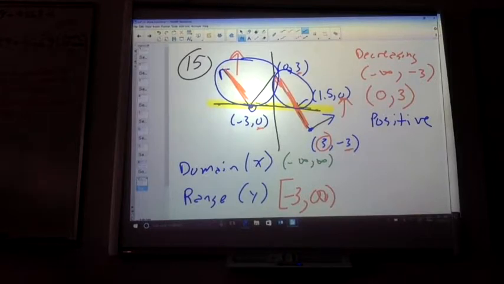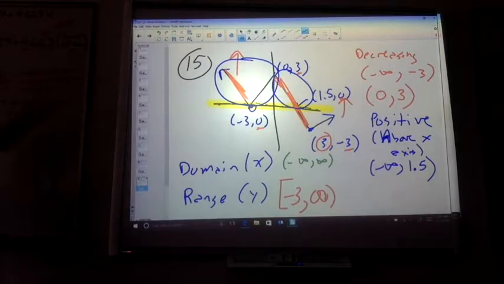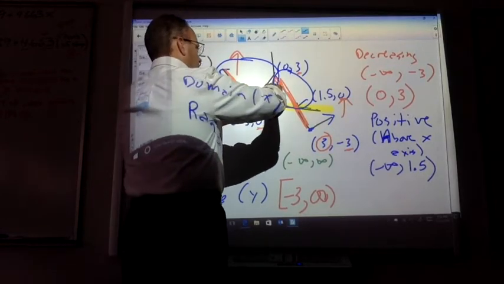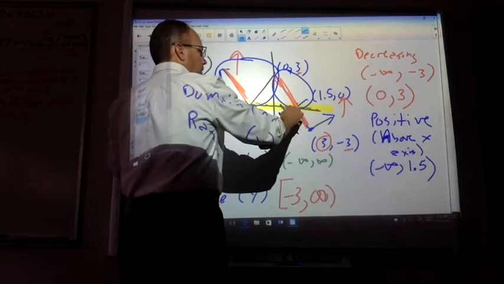It's above the x-axis. So I'll just put a term in there. Above x-axis. All right, so it is above the x-axis from negative infinity all the way up to, it's like 1.5. And that's about it. Okay? So if I'm coming here on the x direction, it's positive, positive, bounces, positive, bounce, down. So it happens to be positive all the way up to this point.